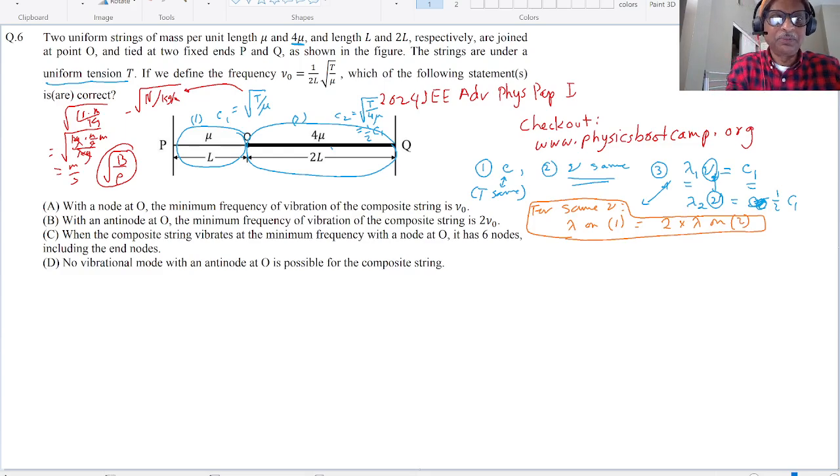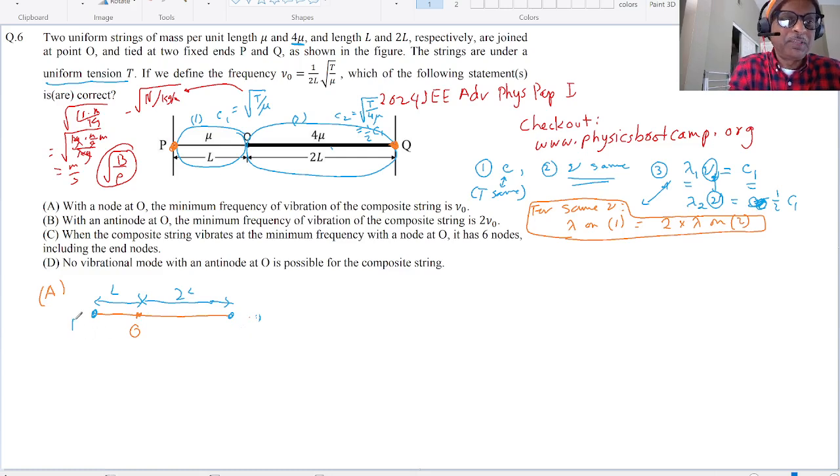I forgot, when you draw the pictures, you should remember that when a string is tied, you're going to have a node there. Okay, so let's answer question A with a node at O. Whatever you draw, you put a node at O. So we got several places already that tell you what to do. You have a node here and a node here, and this is L, and this part is 2L, and so these are P and Q. They will be nodes.